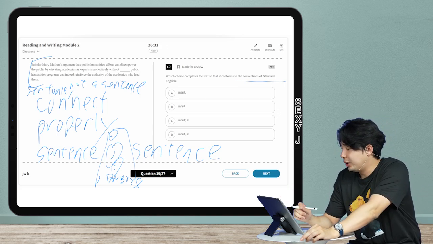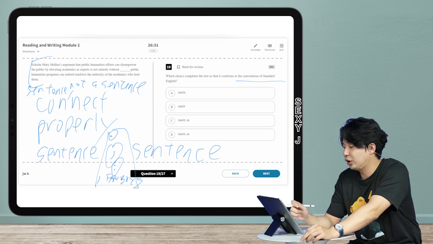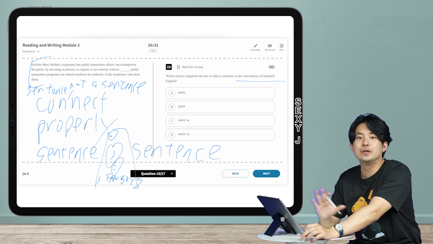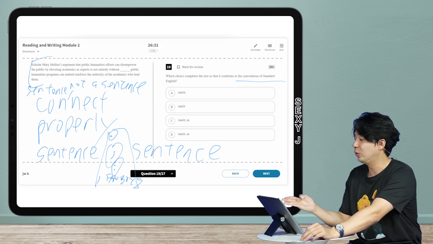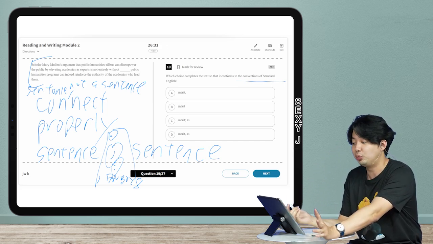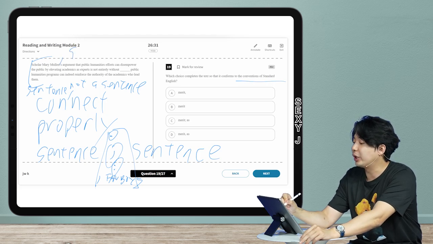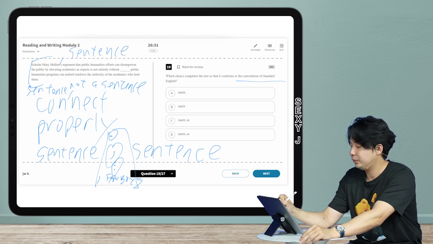Scholar Mary Mullen's argument that public humanities efforts can disempower the public by elevating academics as structures is not entirely without blame. Okay, I really, said it four times, do not care about the meaning when I do convention questions, if it's a boundary. I really don't care. All I care, okay, that was a sentence. Okay, because I know the word here is merit.